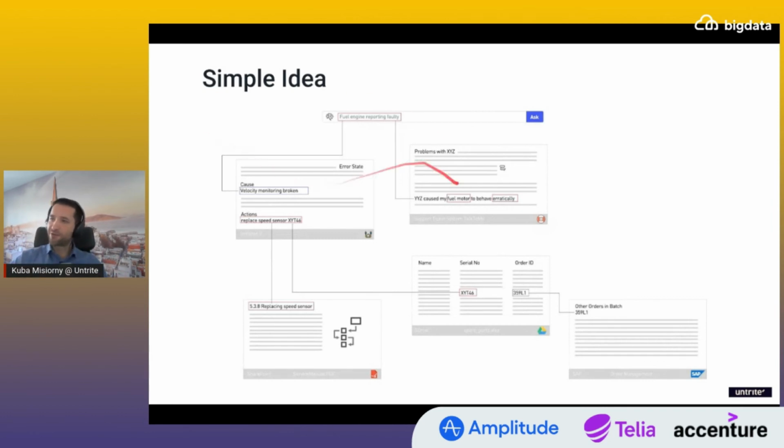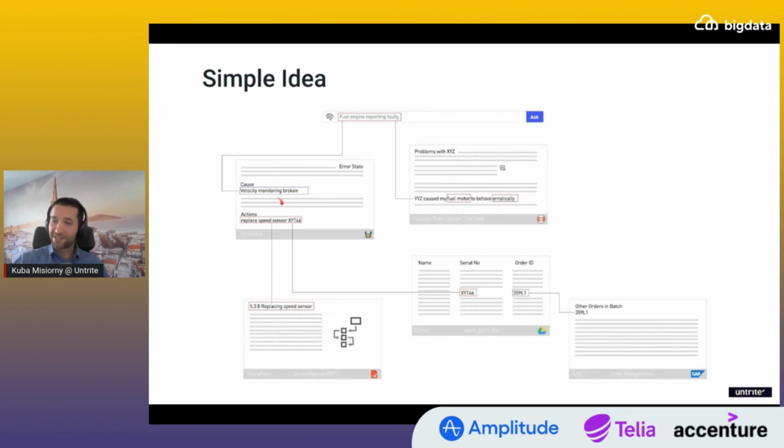So based on the description, for example, fuel engine reporting faulty, we can find the error state that this machine can be in on some intranet page in our organization. And we can read that error state page and find out that it prescribes some actions of how to fix that problem, right? And based on that, we can find a SharePoint PDF manual that talks about the procedure for replacing the speed sensor. We can go even further.